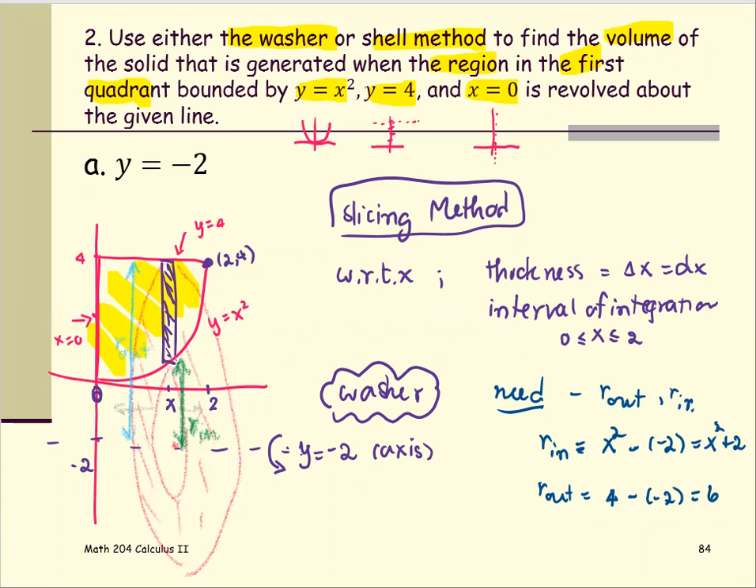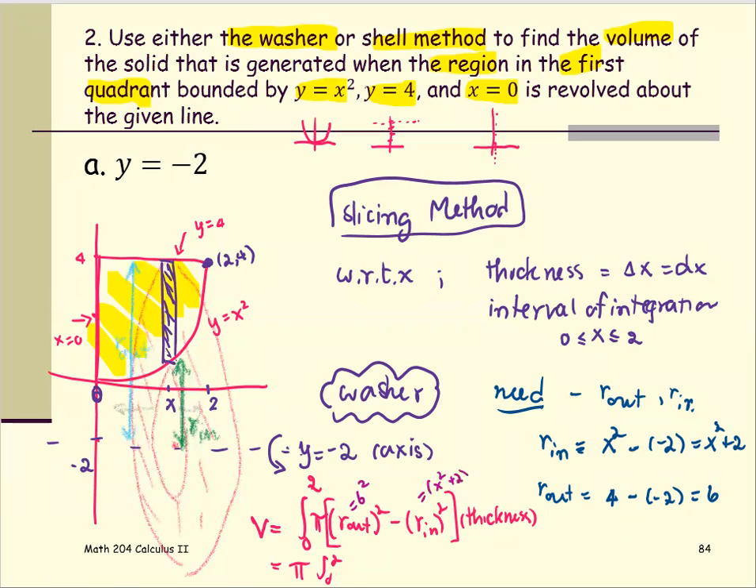Now we have everything we need. Then we're going to set up the integration to find the volume. So the volume equals the integral from 0 to 2. The washer comes from the area of the outer circle. I'm going to set it up as pi times the outer radius squared minus pi times the inner radius squared, and then multiplied by the thickness, as the general setup. When you replace the values, the outer radius is 6, so it's going to be 6 squared. I'm going to put a note up here for quick reference. So this is 6 squared, and the inner radius is the quantity x squared plus 2, and then we're going to square it.